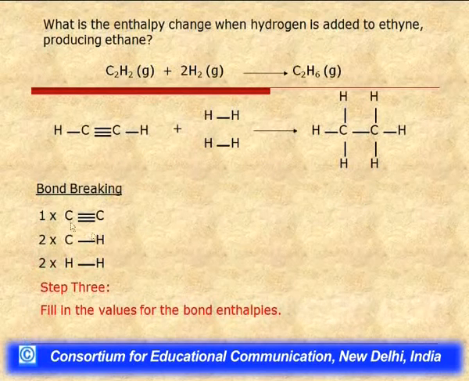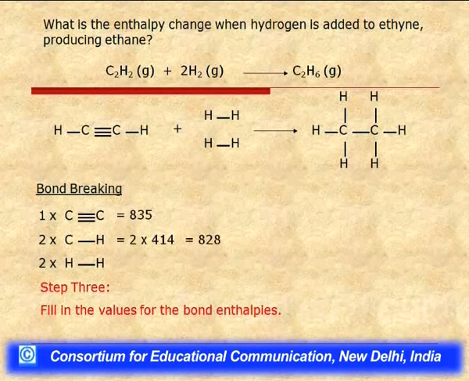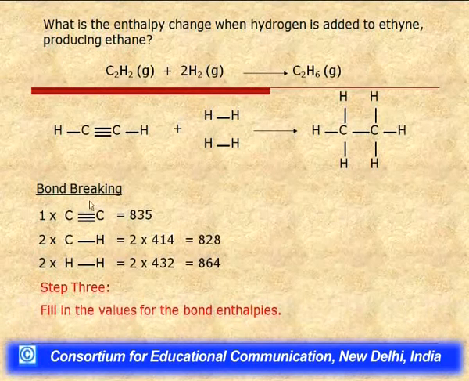And thereafter, after this bond breaking, we need to go to step 3, that is we need to fill in the values of the bond enthalpies, which we will do a little later. That is the enthalpy change for this reaction, that is for the breaking of one carbon-carbon triple bond is 835. All these values are in kilojoule per mole.